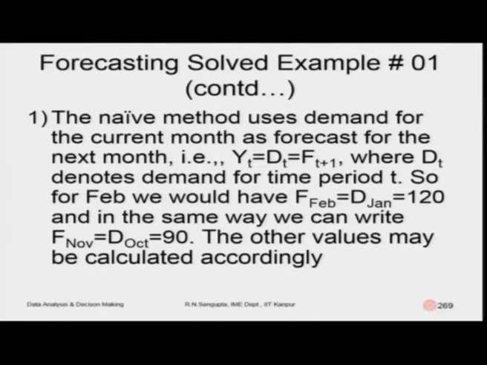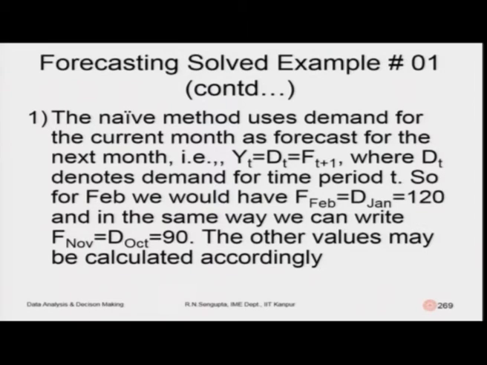Now, the first method, the naive method, uses the demand for the current month as the forecast for the next month. So, whatever the demand is would be the actual forecast for the next month. That means F_t would be equal to Y_{t-1}. So, the forecast for month 2 would be the actual demand for month 1, and we will proceed accordingly. So, Y_t is equal to F_{t+1}, and in place of Y, we are writing D, which is the demand for period t.